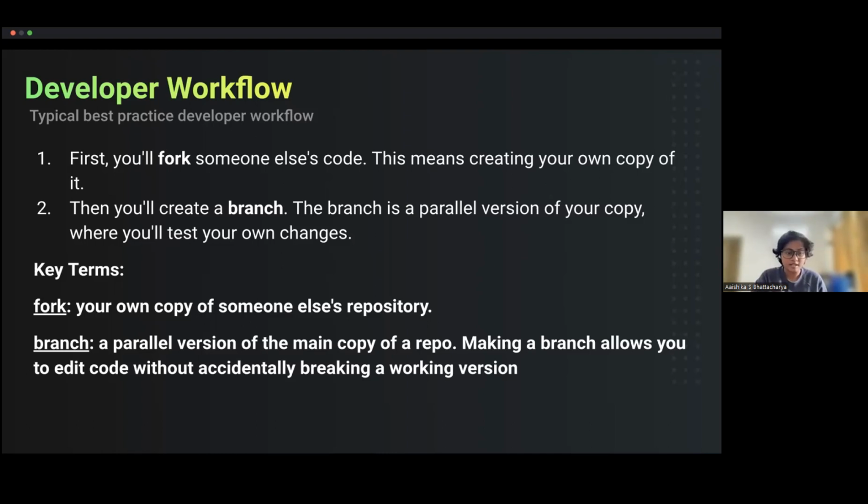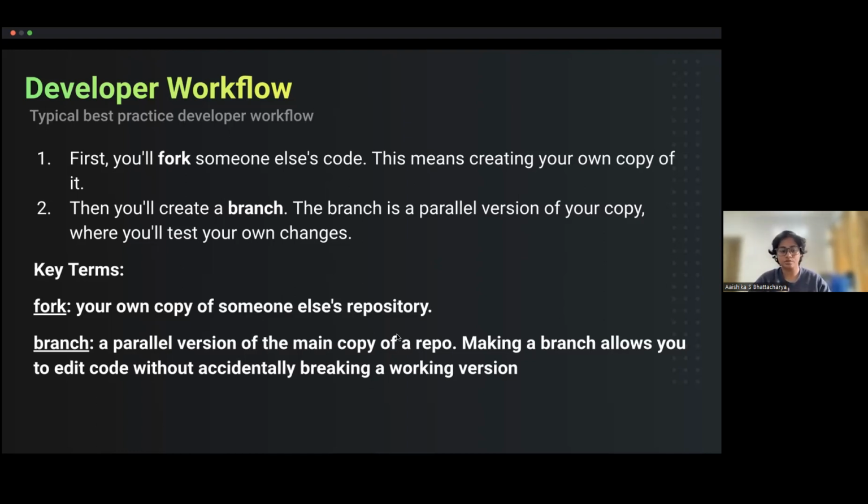A branch, on the other hand, is just a parallel version of the main copy of a repository. Making a branch basically allows you to edit code without accidentally breaking a working version. So if, say, for example, you're not very comfortable with forking a repository, even though it's best practice to fork a repository, then create a branch, then open a pull request, you can also create a separate branch, which is going to sort of diverge from the main code base. And you can add any changes. You can request both the branches to be merged. And we are going to talk about all of that stuff in a while.